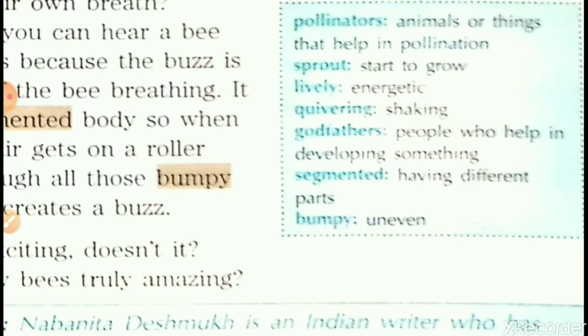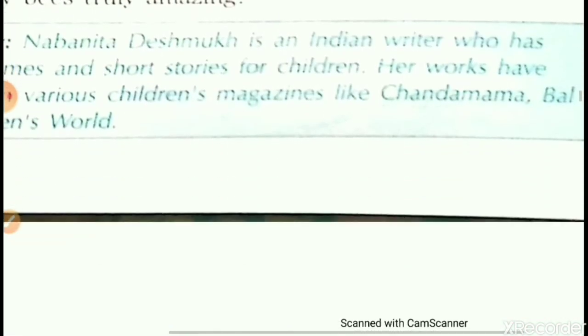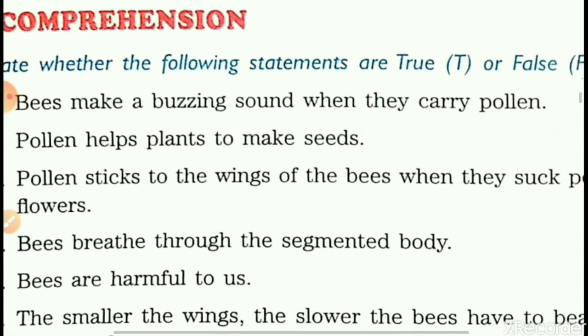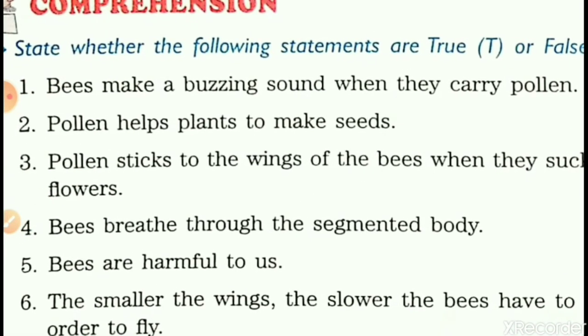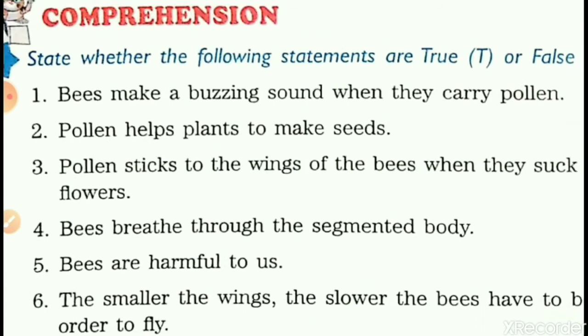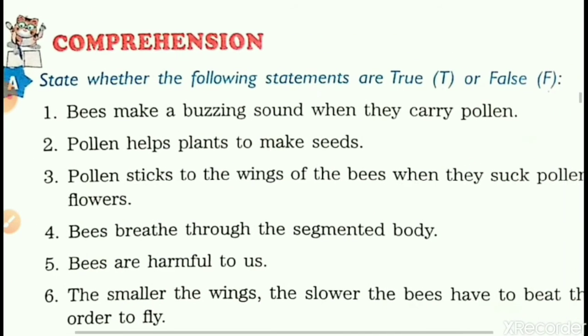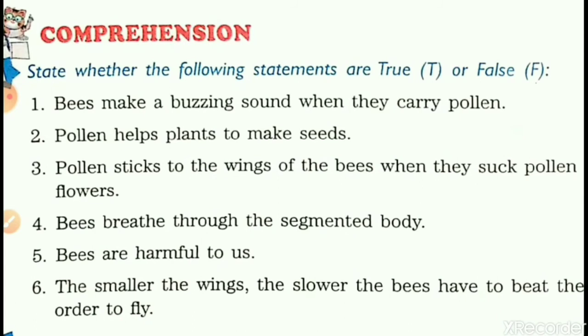11th word is, children, bumpy. Bumpy means uneven, not smooth. Now children, we'll start with state whether the following statements are true or false. Now, first one, bees make a buzzing sound when they carry pollen. So this statement is true.